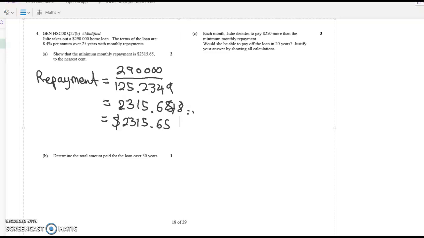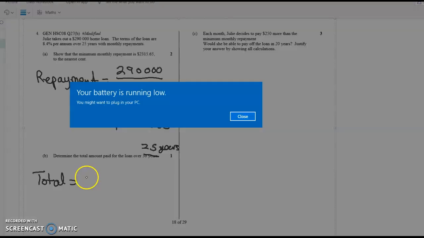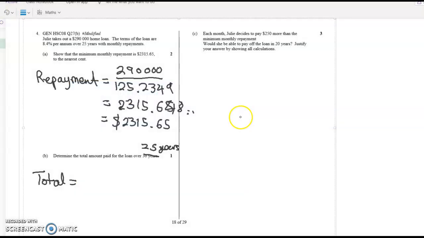Part A. Part B, determine the total amount paid for the loan. Now, it's actually not a 30-year loan, it's 25 years. So over 25 years, how much is paid? So the total is going to be equal to 25 times that amount, which gives us a total of 694,695.